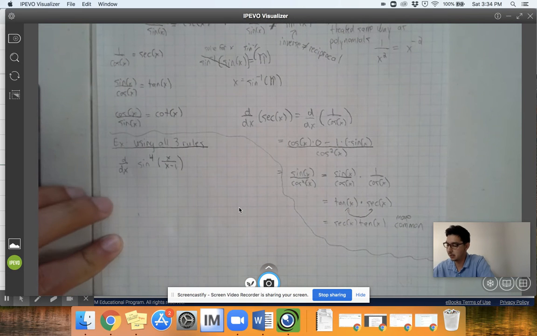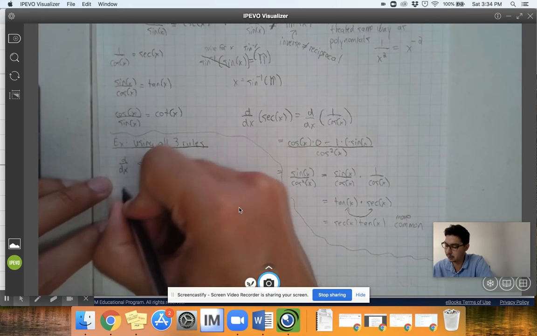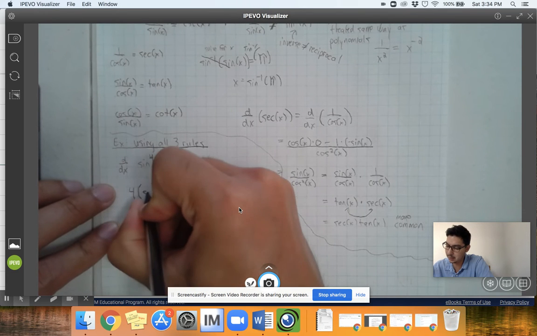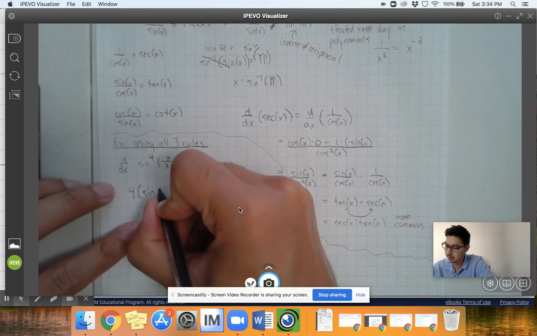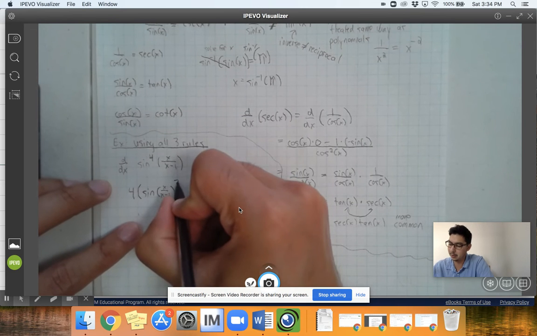Okay. So right away I see the chain rule because you have something to the 4th power. So chain rule first is the derivative of the outside. We bring that to the front, leaving the inside alone. So it'd be sine x over x minus 1, and then that'd be to the 3rd.